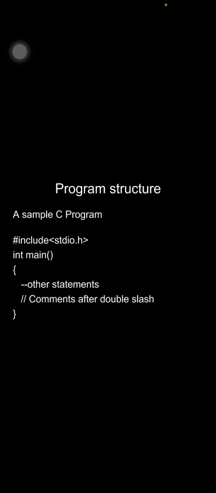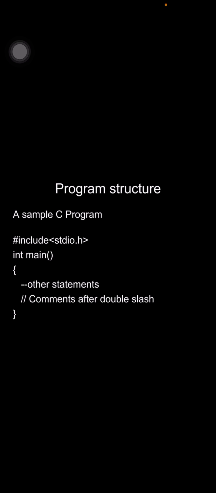This is the general structure of C program. C program starts with header files, that is called preprocessor directive section, and after that comes the main function and the body of the main function, which is the compulsory portion in the C program.